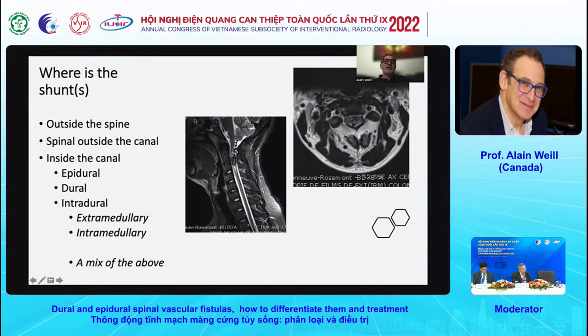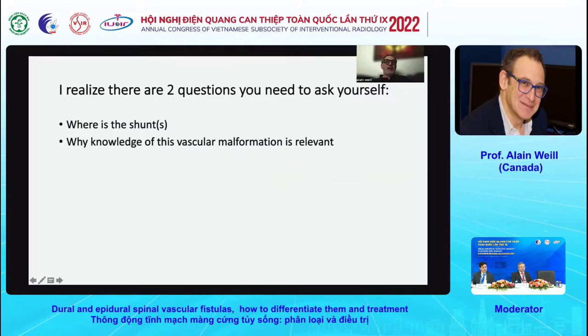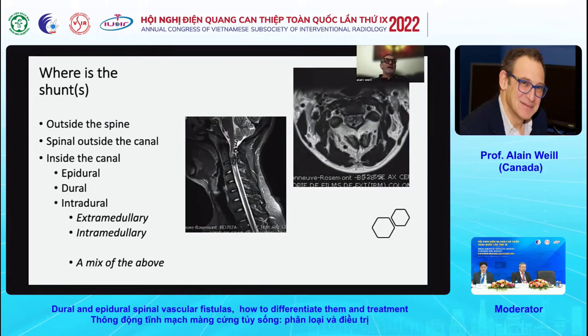Okay, so I'm again in trouble. Okay, sorry about that. So I go back, where I realized there are two questions you need to ask. We were on this. The first one is, where is the shunt? And so here the bar is really annoying.